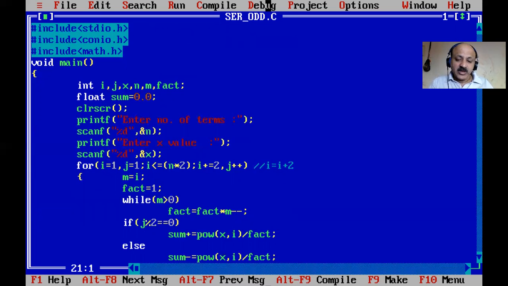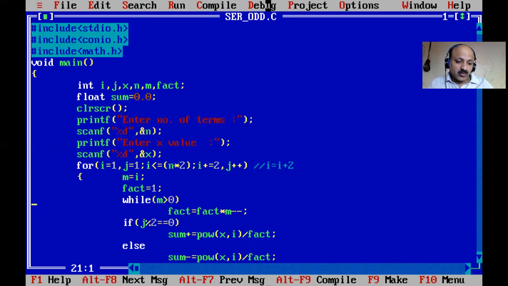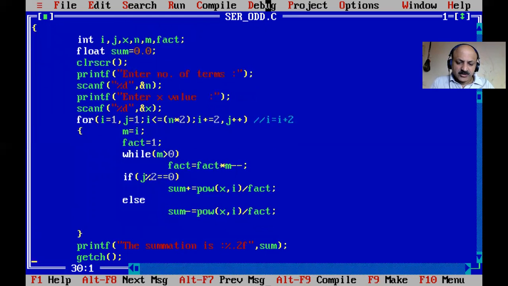Generally, we can find the factorial directly with fact equal to, in only one statement, that is fine. But here we take a for loop with a while loop inside, that is a nested loop, but here it is a combination of for loop and while loop. So now I think first we can compile.